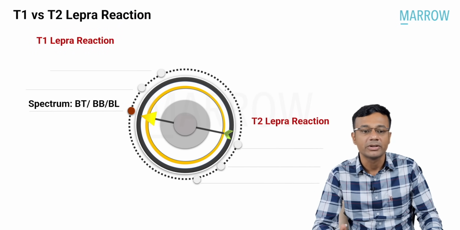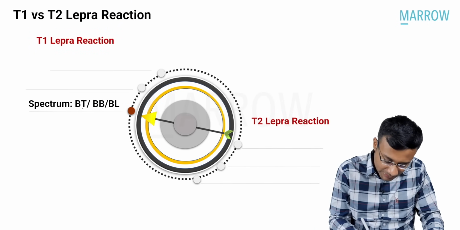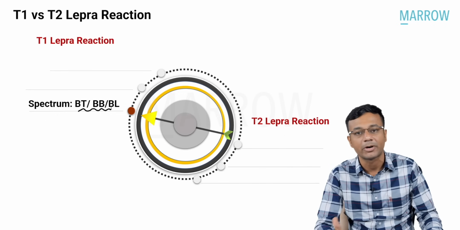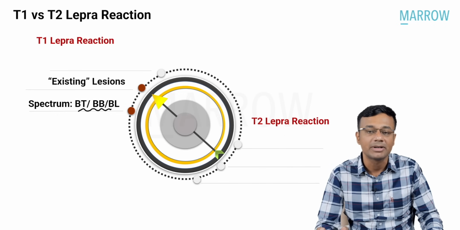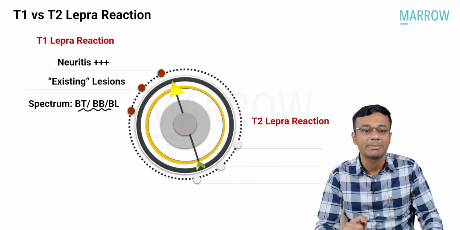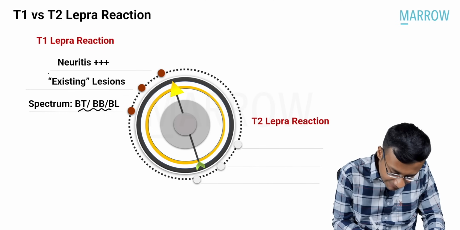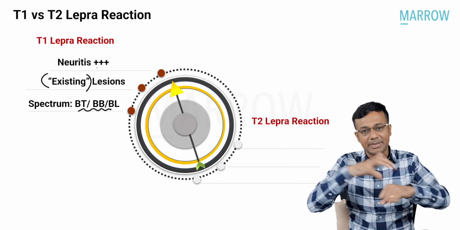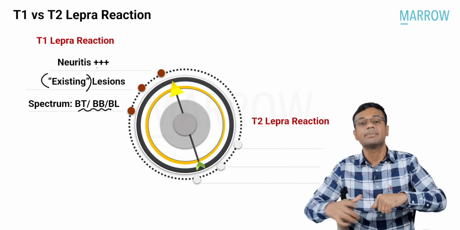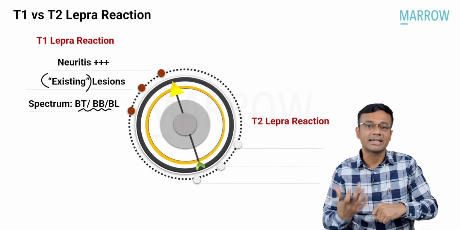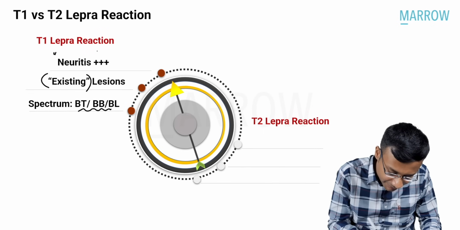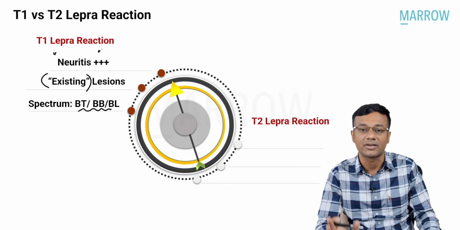So how do we distinguish between the two is, in type 1 lepra reaction, usually seen in the borderline spectrum. This is point number 1. Point number 2, it is an example for a type 4 hypersensitivity reaction. And here, the existing skin lesions, whatever patches were there over the patient's body, they suddenly become red, erythematous and tender, and you get very severe neuritis. So neuritis is the hallmark of this condition.